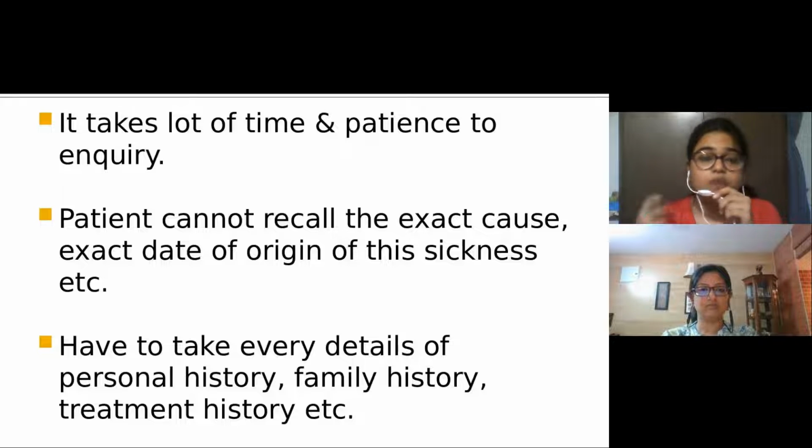So it will take lot of time and patience to inquiry the chronic cases and have to take every details of his personal history, his family history, his treatment history. So we have to take from every aspect. We have to take every symptoms from every aspect.